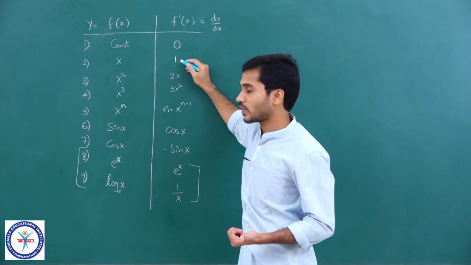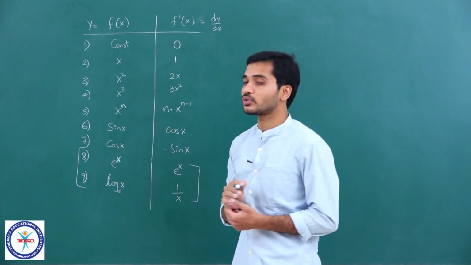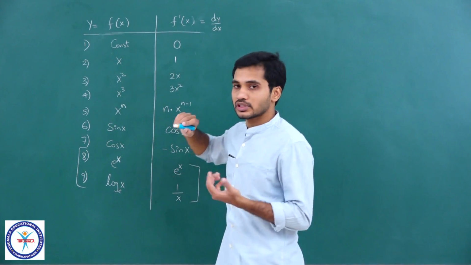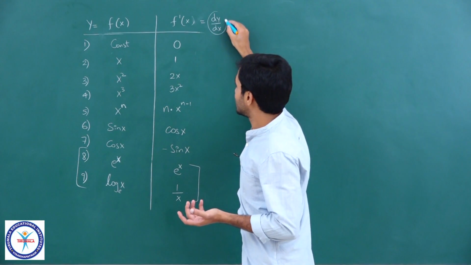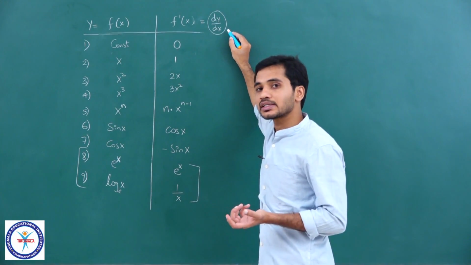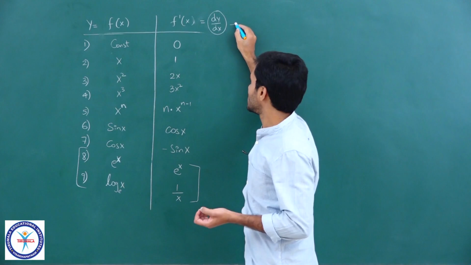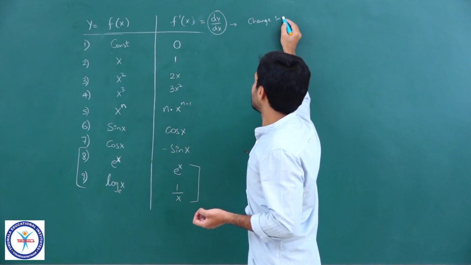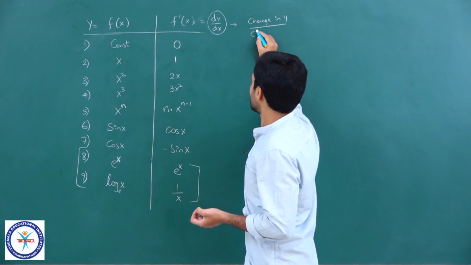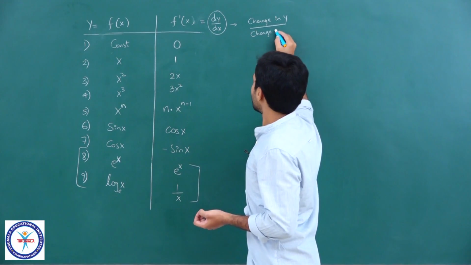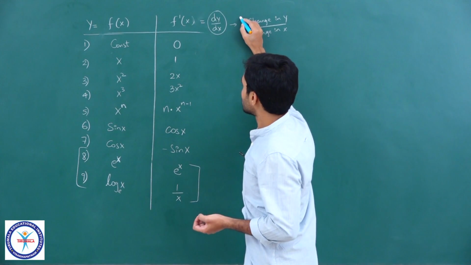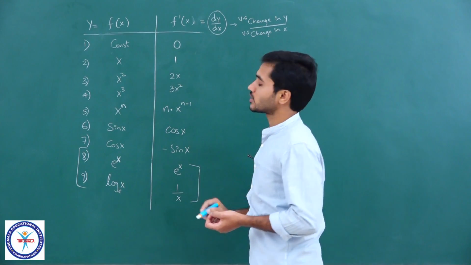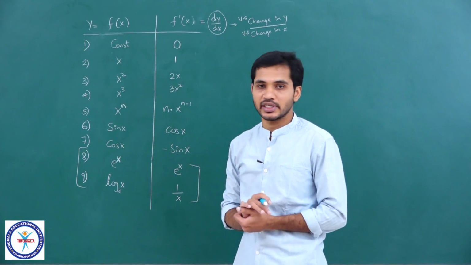Why is it 0? Why is the derivative of a constant function 0? If you think logically, see the definition or the meaning of dy by dx. Dy by dx means change in y divided by change in x. Very small change in y divided by very small change in x. That is what we mean by dy by dx, correct?